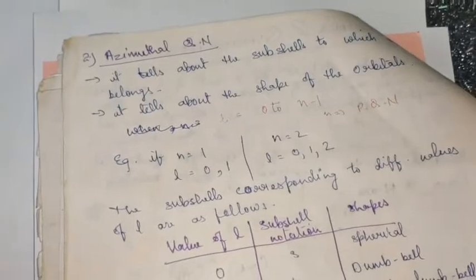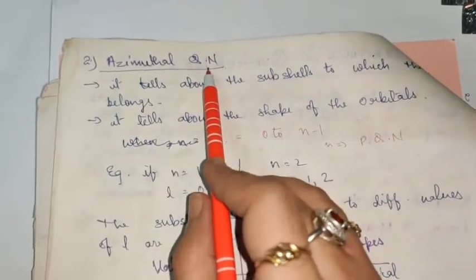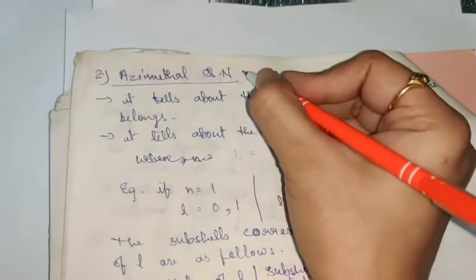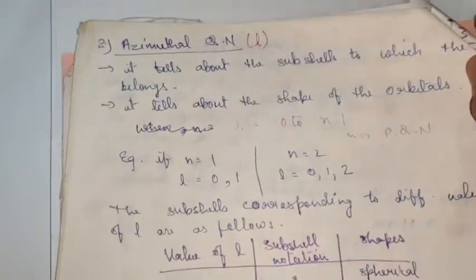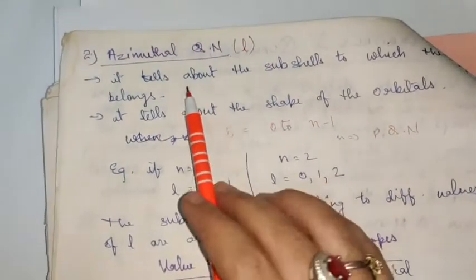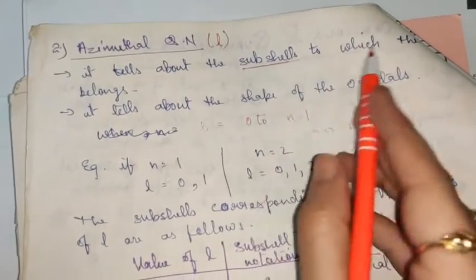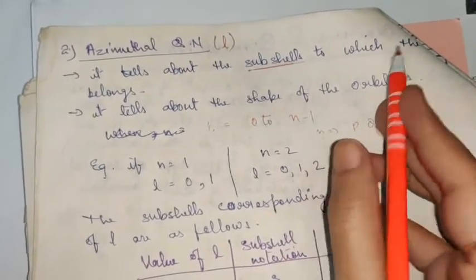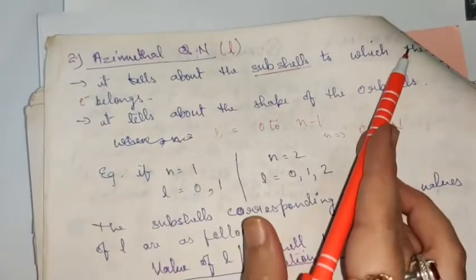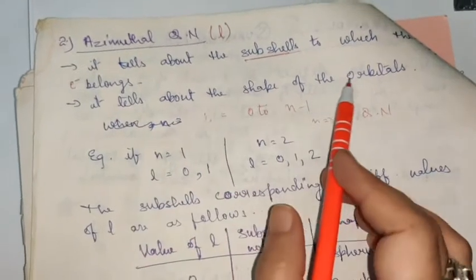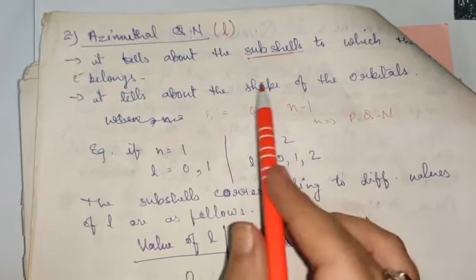In today's session, I am going to tell you about another very important quantum number, the azimuthal quantum number. It is indicated by L. The information we get from the azimuthal quantum number is, first, it tells us about the subshell to which the electron belongs. Another very important piece of information we get from it is about the shape of the orbitals.